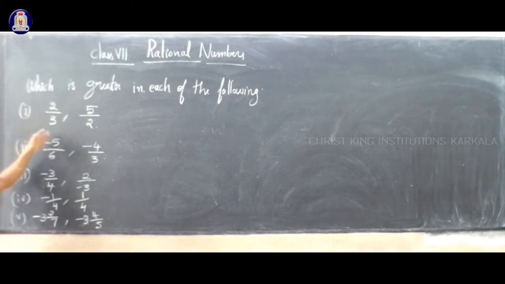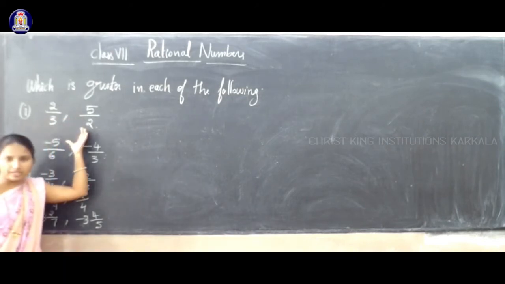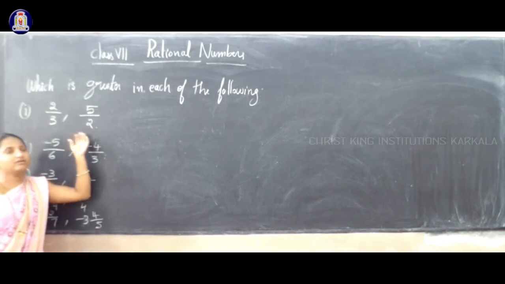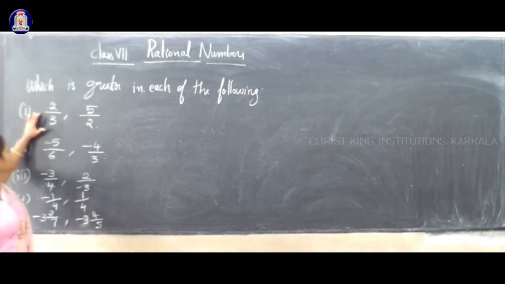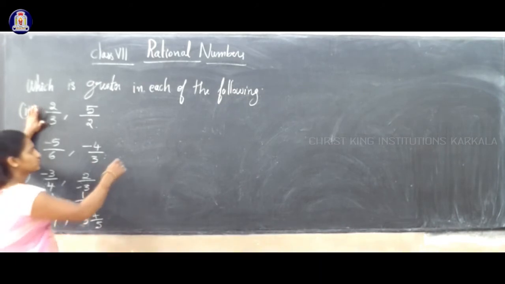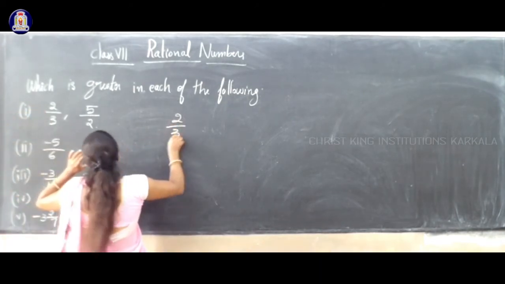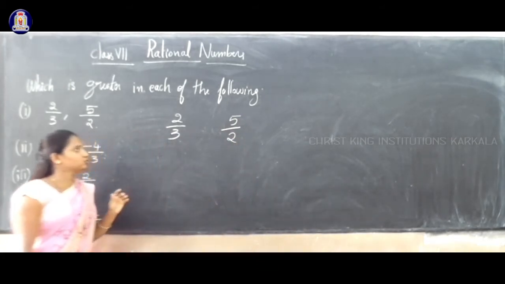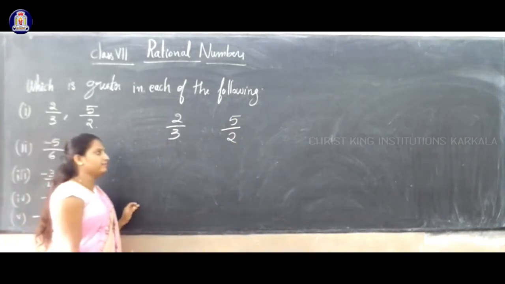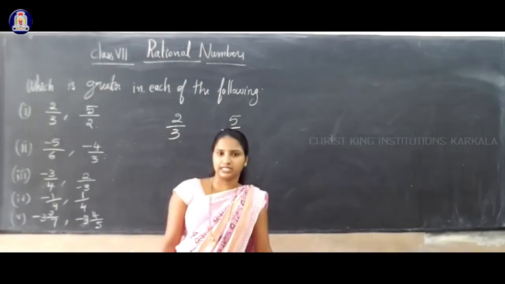We can say by dividing 2 by 3 and 5 by 2. If you divide, you get the answer in decimals, and in that we can identify. Or else directly we cannot say which is greater and which is not. So in this also, you just write the greater one. 2 by 3 and 5 by 2, both are positive rational numbers.